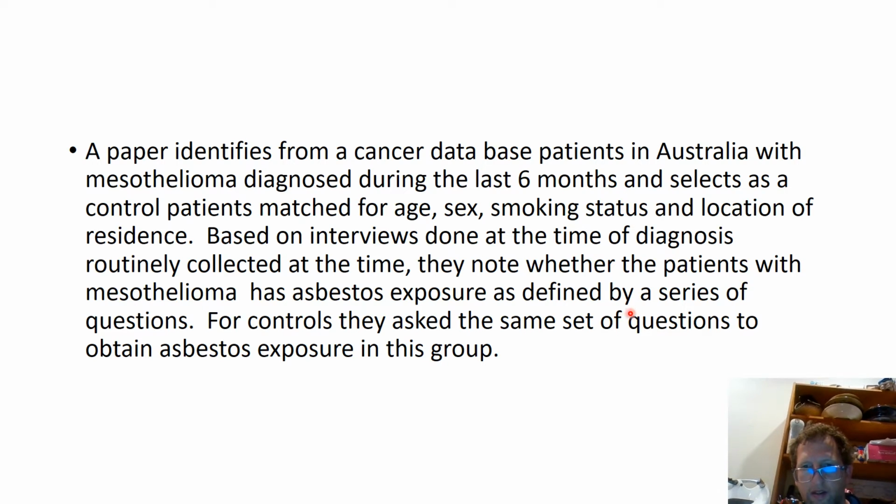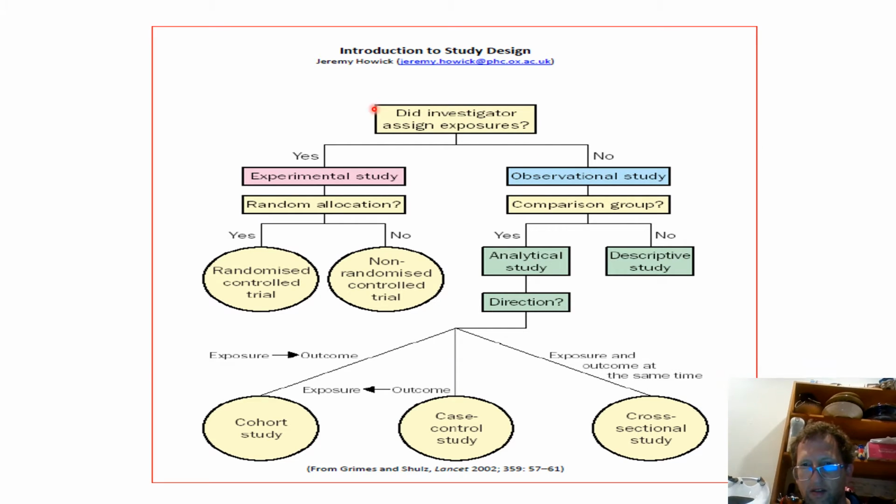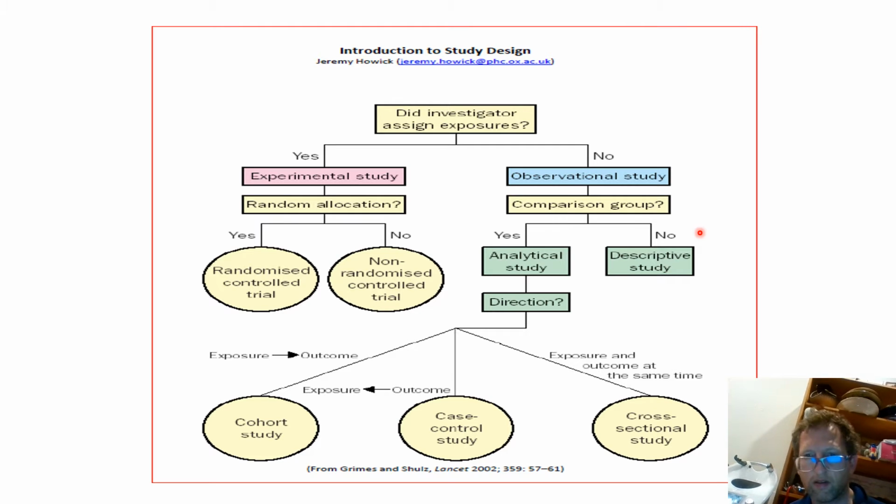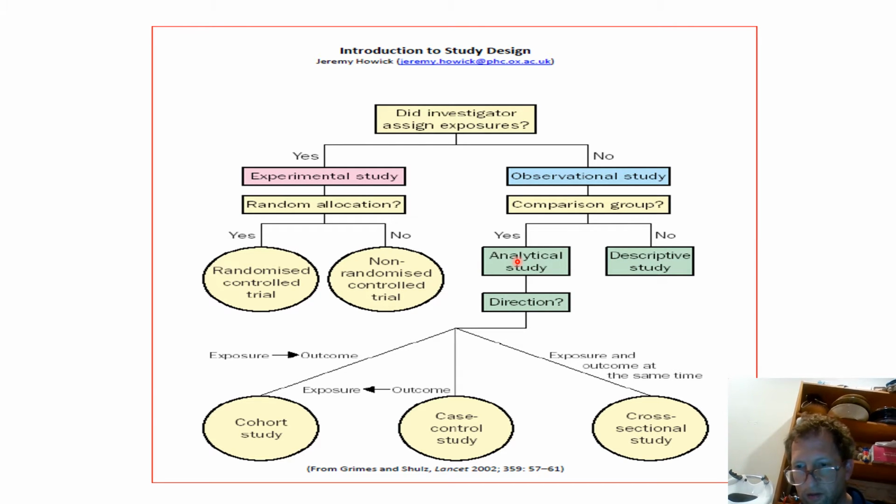And then we just go to the next case where we've got this, so you can have a read of that. And hopefully you'll realise here that yes, there's no investigator assigning exposures, it's observational, therefore there is a comparison group. You are comparing two things, asbestos and non-asbestos. You're comparing cancer and non-cancer groups for an exposure, so there's a comparison of two things here, asbestos and non-asbestos.